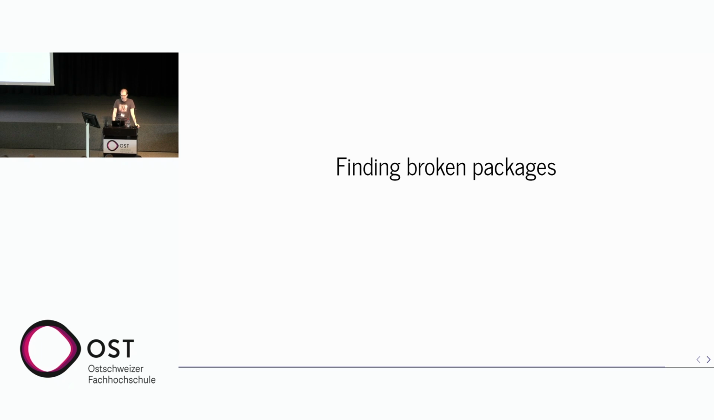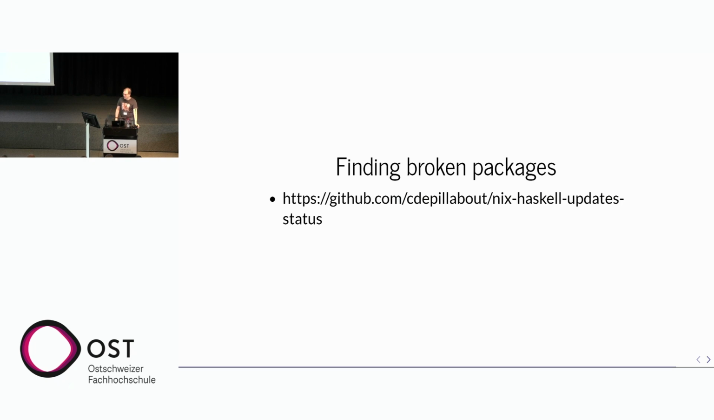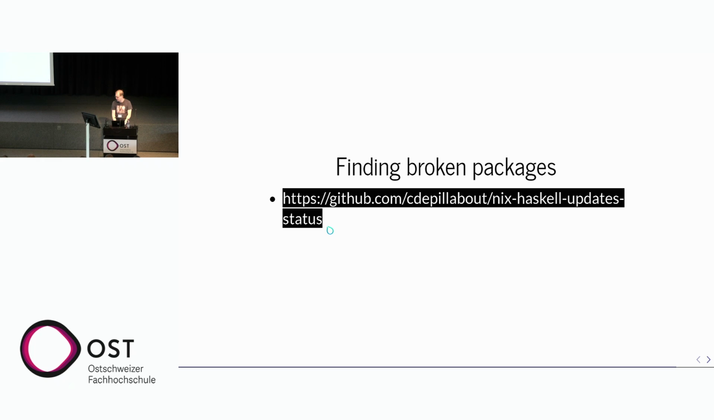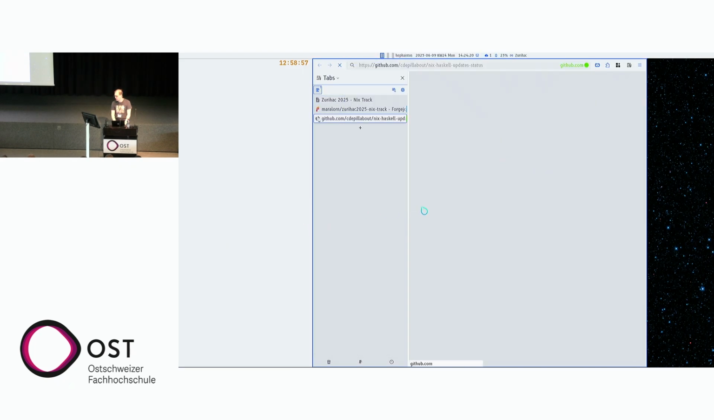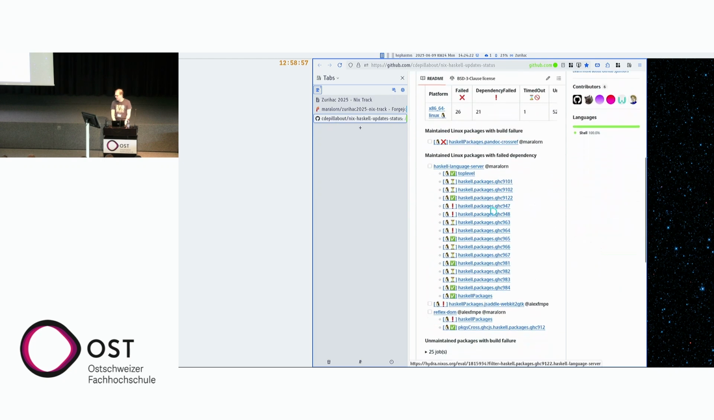Yeah, so this is the last part. If you're curious about this, I will go through it quickly. If we go to this URL, I will try that. Then you can see what is currently broken on the Haskell updates branch in Nixpkgs. And you also see conveniently who's the maintainer. Oh, look there, a lot of packages which I maintain are broken. So this is work for me.